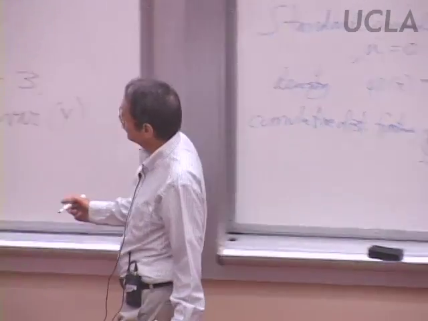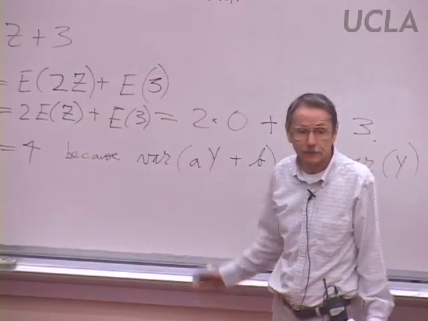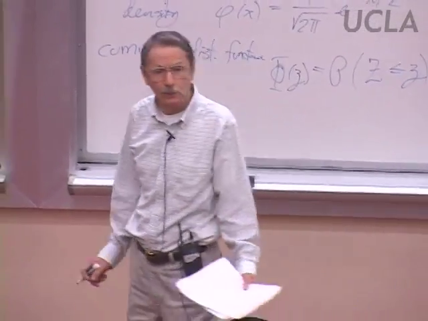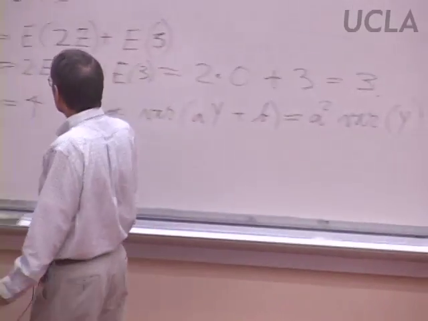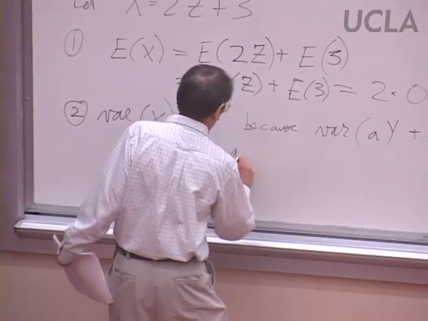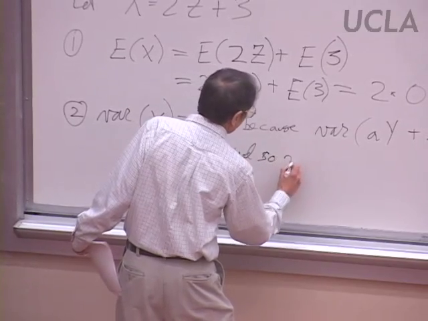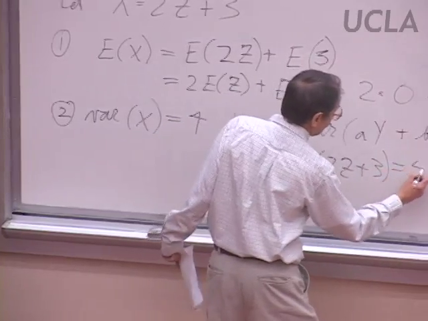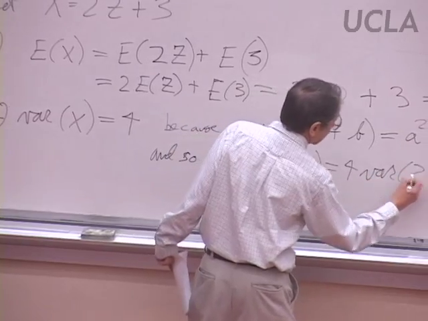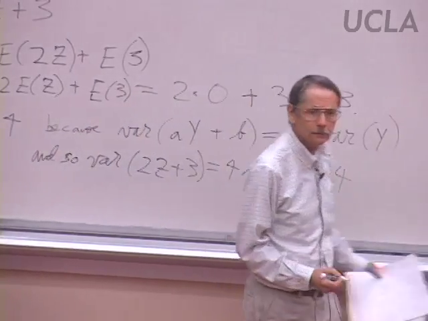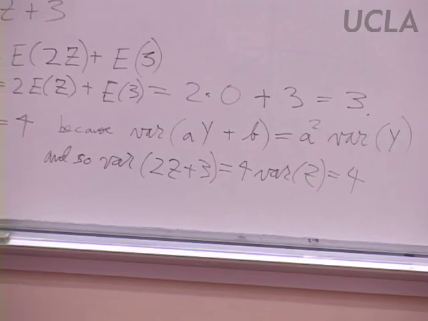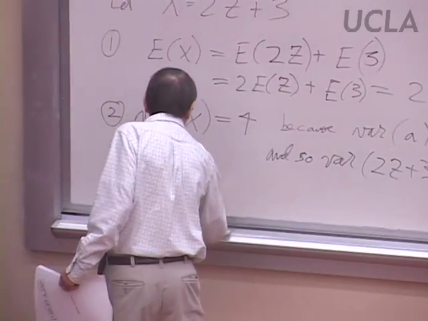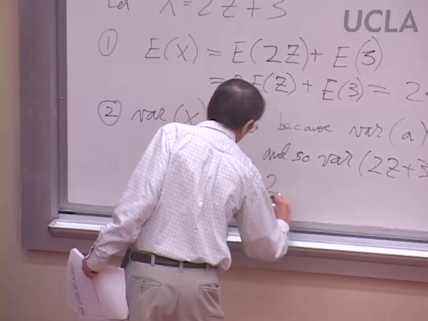In the case of the variance of z, we know it is 1. The standard deviation is 1. The variance is 1 squared. So the variance of 2z plus 3 is going to be 4 times the variance of z. So that's 4 times 1. So the standard deviation of x is 2.